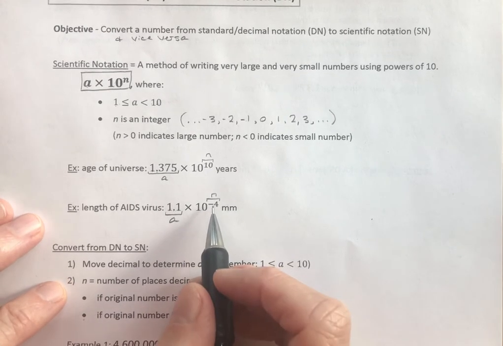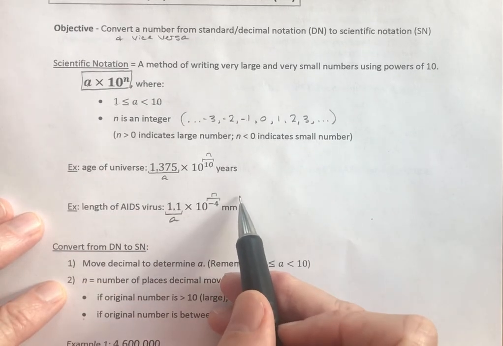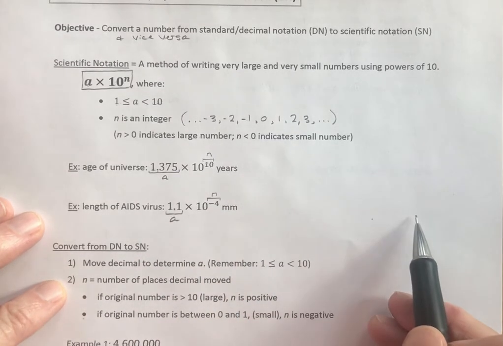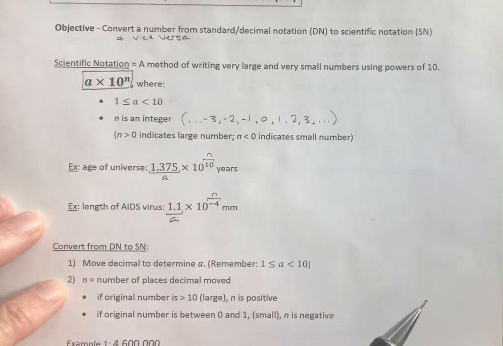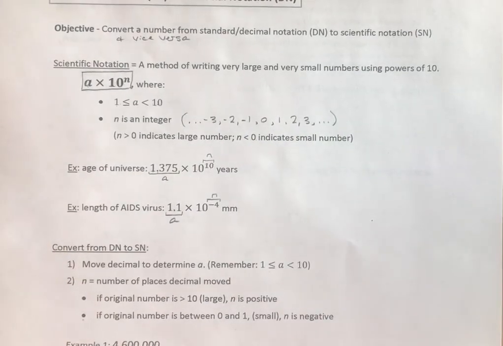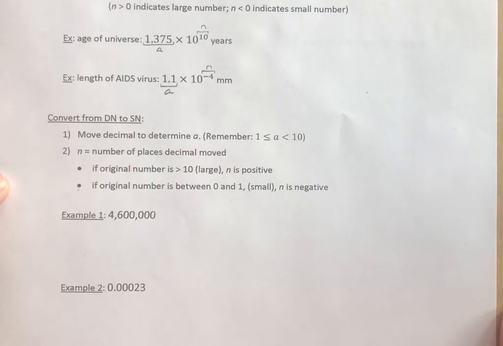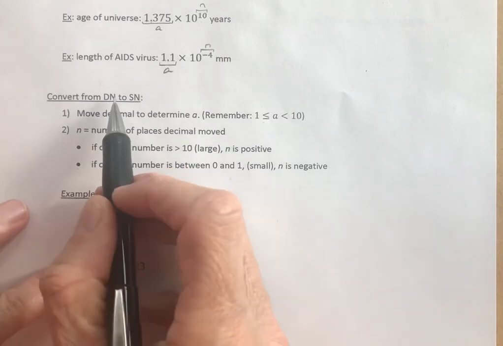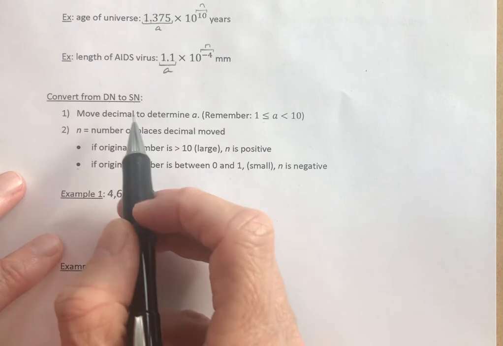The reason for scientific notation is because it's easy to lose the zeros when you get to such large and small numbers. And scientific notation makes it easier to not lose the zeros and therefore be accurate with your number. Okay, so let's convert. Let's go back and forth. Let's first convert from decimal notation to scientific notation. Okay, how do we do that?